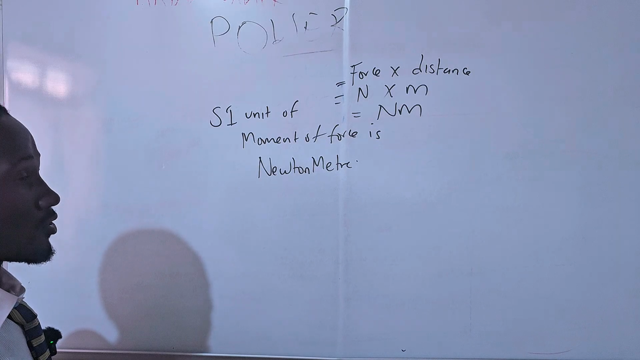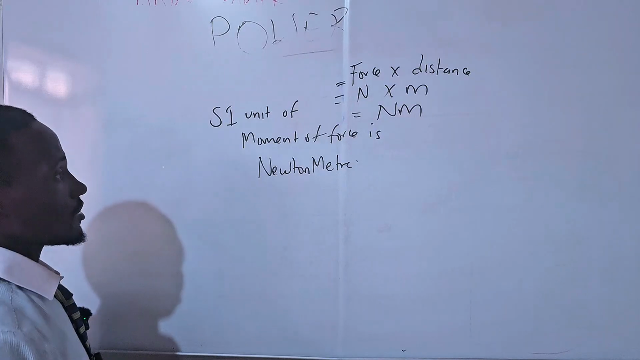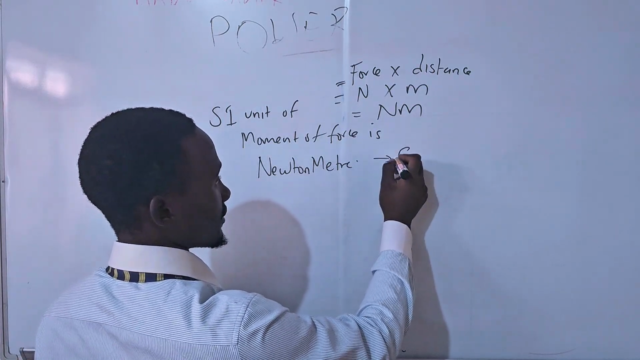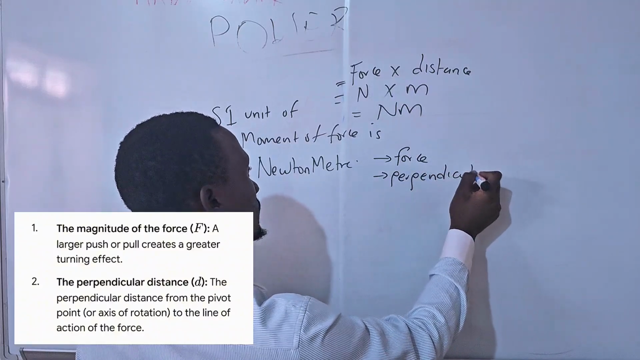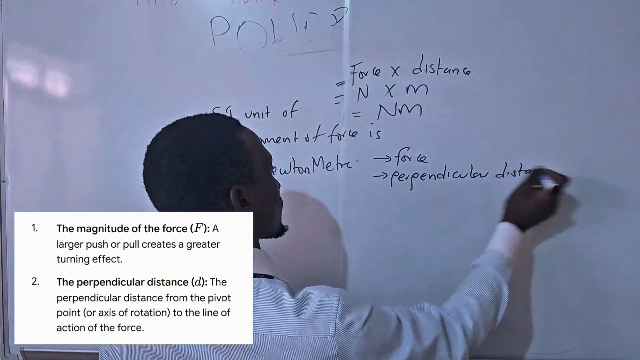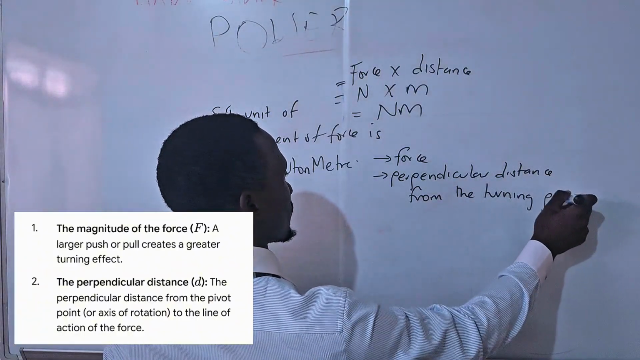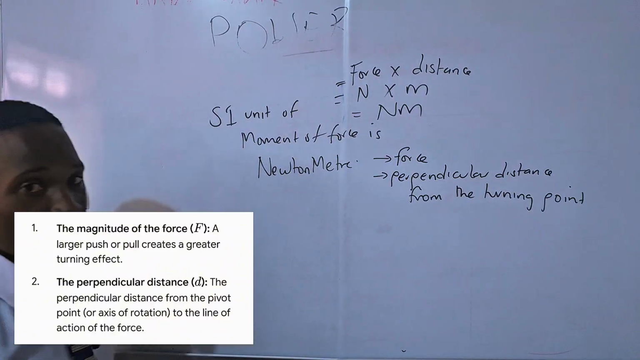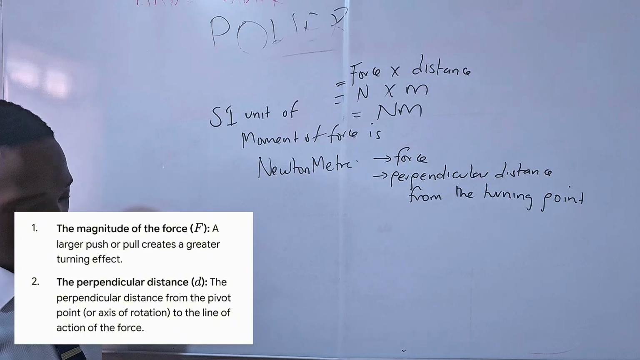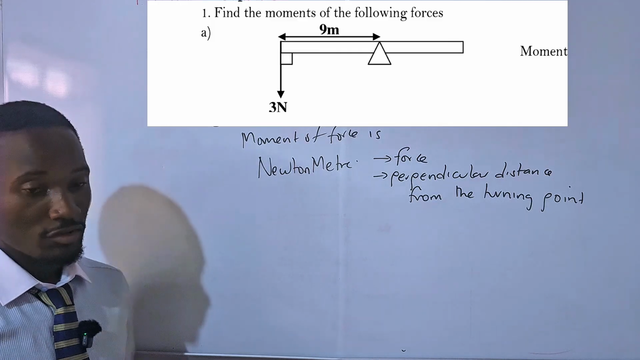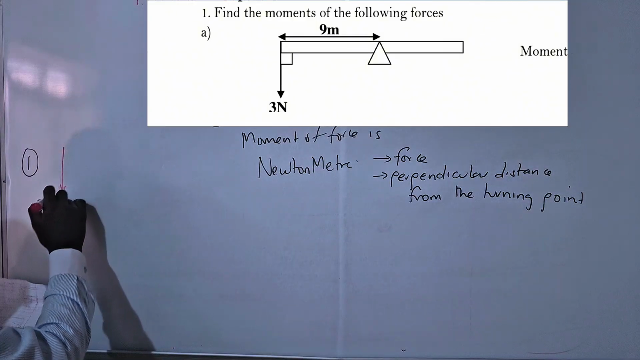Now, today we are going to look at some examples concerning moment of a force. We said that it depends on two factors, that is the force and the perpendicular distance from the turning point. So today we are going to look at some examples and look at that question there. They are asking you to calculate the moment of a force in those diagrams given to you. The first one is this.